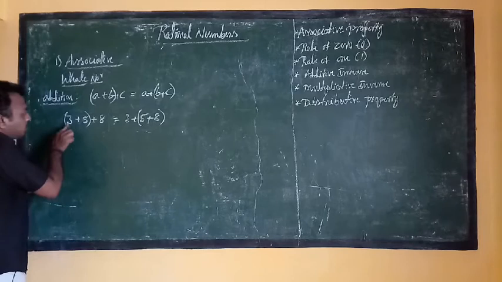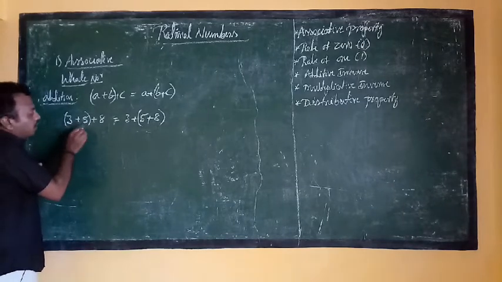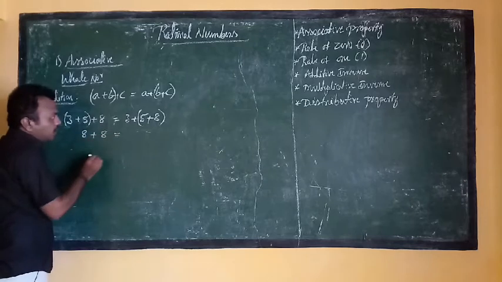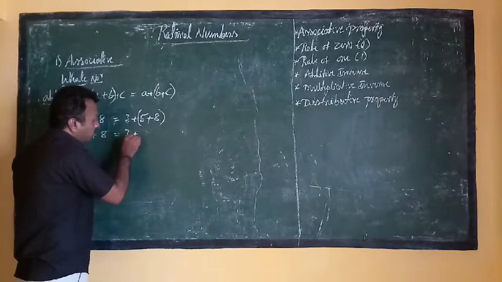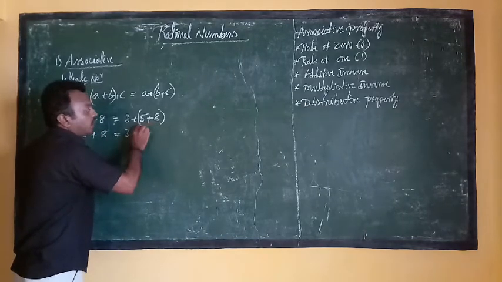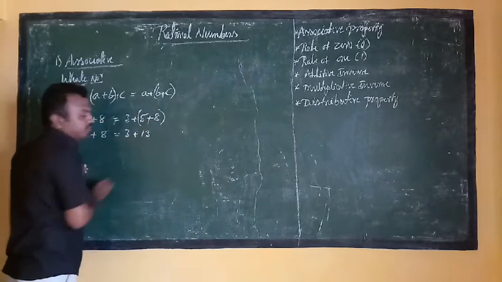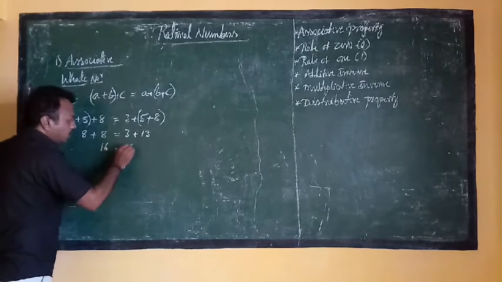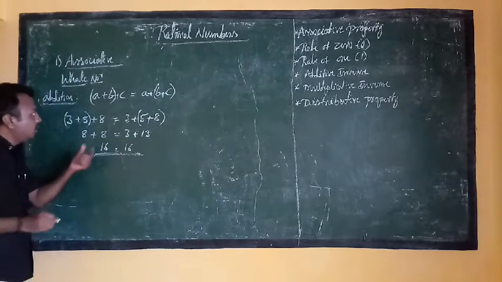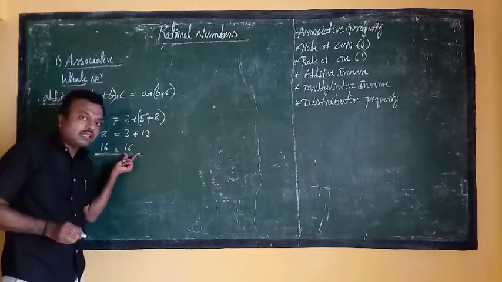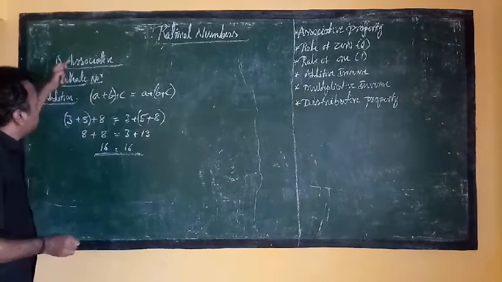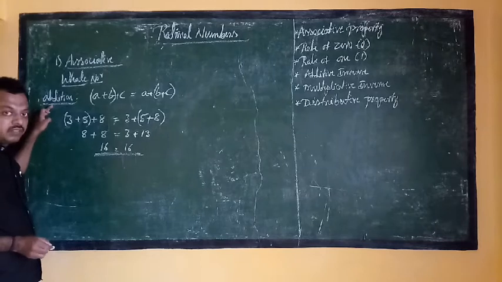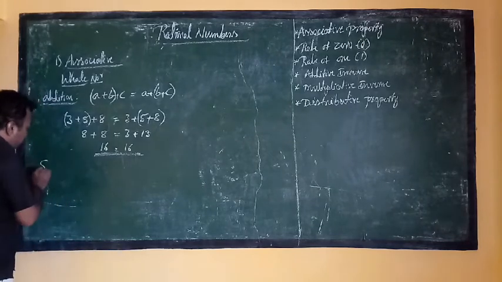Let us check it. Firstly we add 3 plus 5, how much? 8. Plus 8 as it is. It is equal to 3 as it is, written down first. Then the last two whole numbers you add: 5 plus 8, 13. Now 8 plus 8, what? 16. 13 plus 3, how much? 16. So the LHS becomes equal to the RHS. Therefore the associative property of whole numbers is satisfied under addition. Correct. So then subtraction.